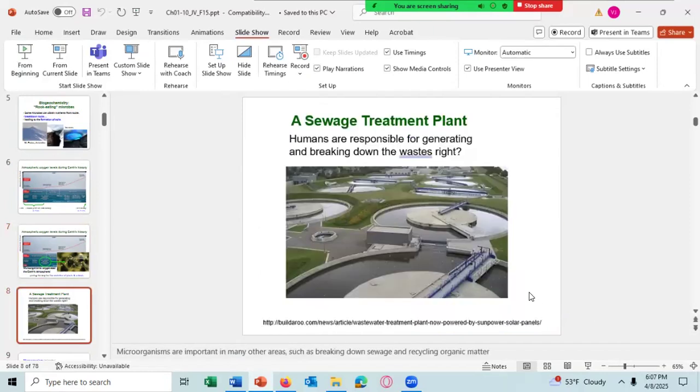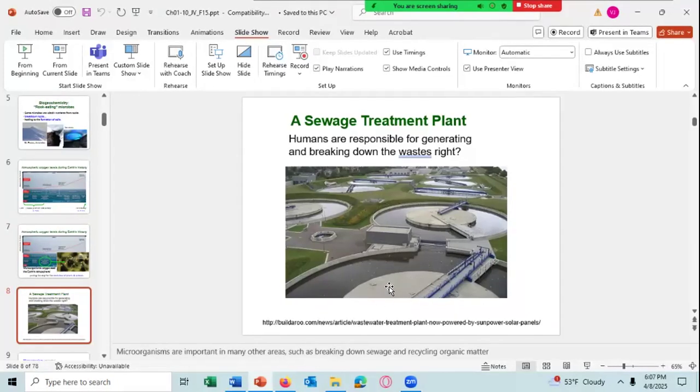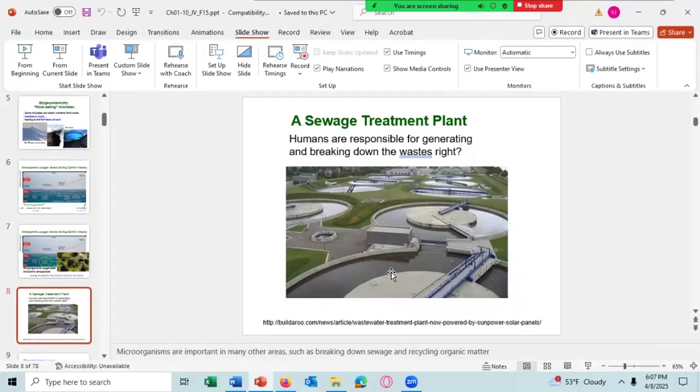Here's a sewage treatment plant. Humans are responsible for generating the waste, when you flush your toilet and wash stuff down your drains. And humans built this facility, right? So they're responsible for breaking down the waste, right? Anyone disagree? Do humans break down the waste? Anyone disagree? You all should be disagreeing. Humans do not break down the waste.